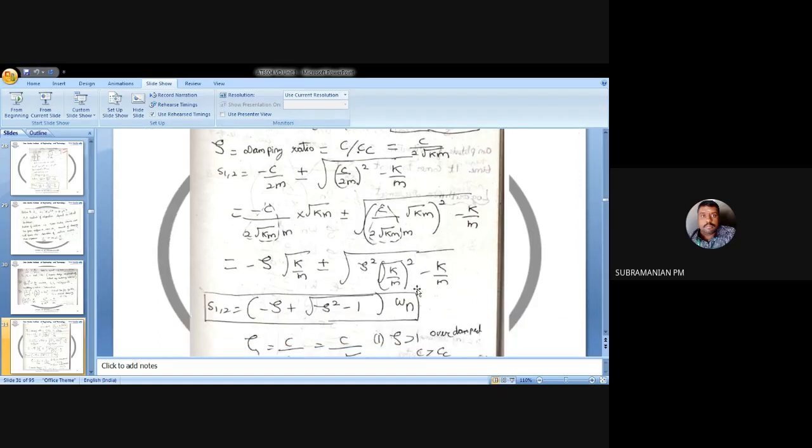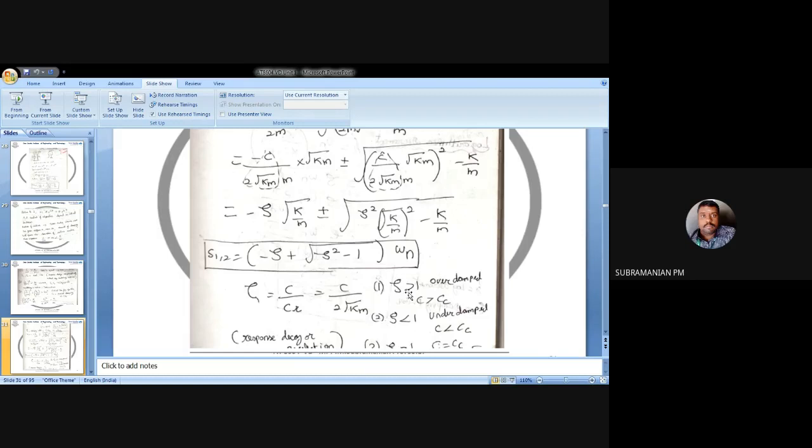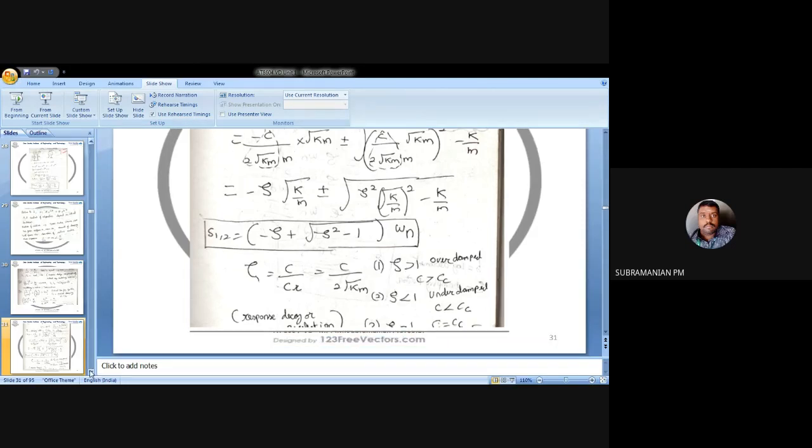And you can see the equation in terms of damping factor. Since it is objective, no need to go through the derivation. The final answer will be sufficient. So the solution for the equation in terms of a damping factor, you can write this one. Okay. So when the damping factor is greater than 1, it will be overdamped. When the damping factor is less than 1, it will be underdamped. When the damping factor is equal to 1, it will be critically damped.